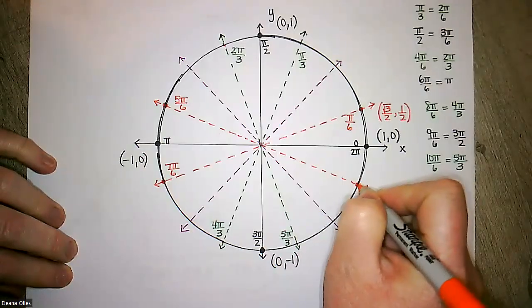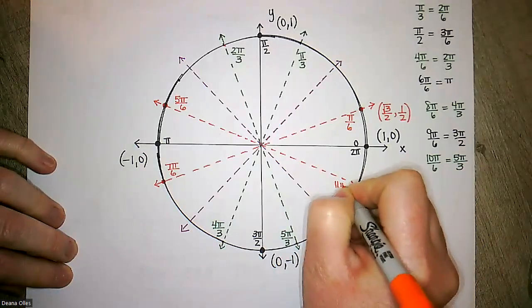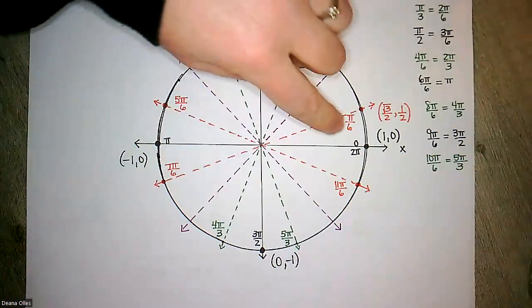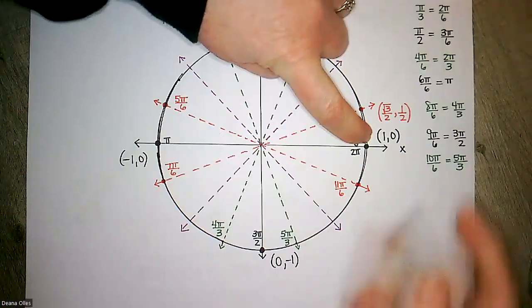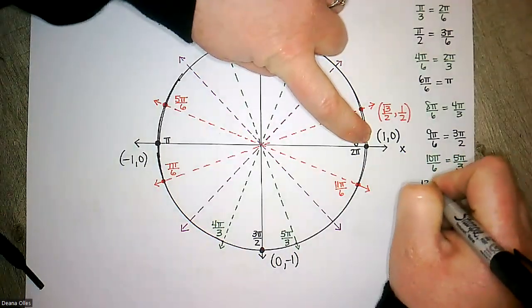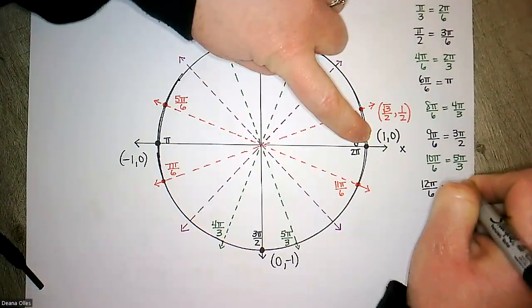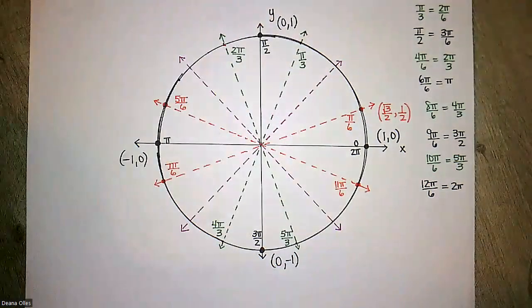This is going to be 11 pi over 6, which cannot be reduced. Then we get to 12 pi over 6, which is 2 pi. So it takes us 12 pi over 6s to get all the way around the circle. Now we're going to fill in the points.